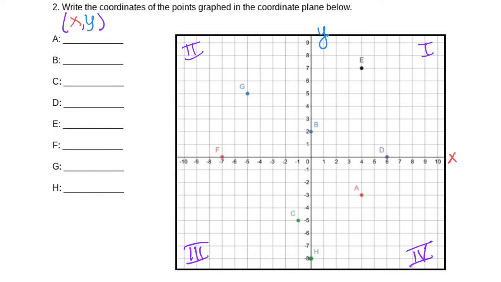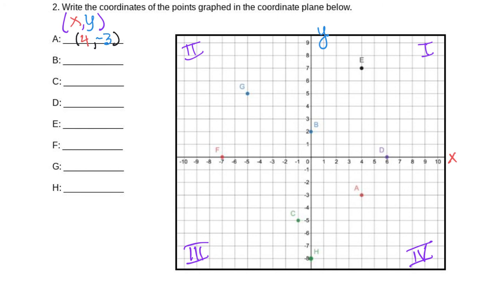So for question 1, A, we find that here in the fourth quadrant, and we can see that the x value is 4 and the y value is negative 3. So let's record that here, that the x value is 4, the y value is negative 3, and we write that as a coordinate, which means it has parentheses around it and a comma between. I need to see all parts of that when you write that on your paper.